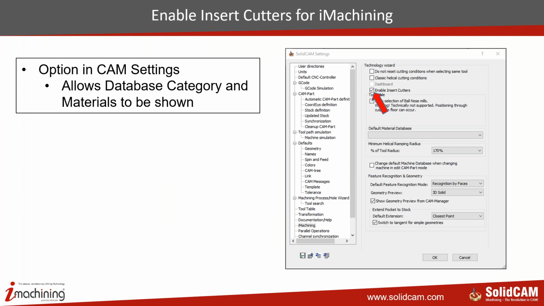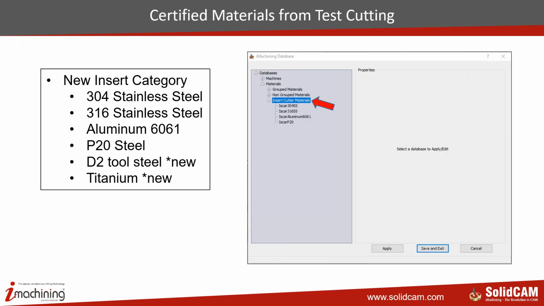Now let's look at what development was done in SolidCAM after seeing our test cuts. Since the support of insert cutters is new, we added an option in the CAM settings to enable this feature. We created certified materials, 304 stainless steel, 316 stainless steel, aluminum 6061, and P20 steel, and have added them to the install of SolidCAM using a new material category. We also have cut additional materials that will be added later, like titanium and D2 tool steel.